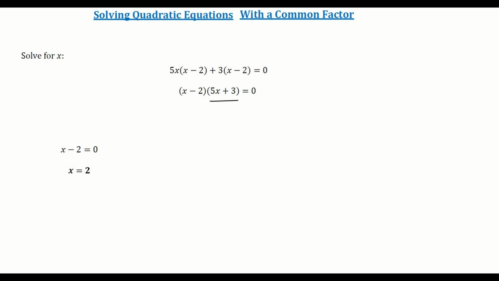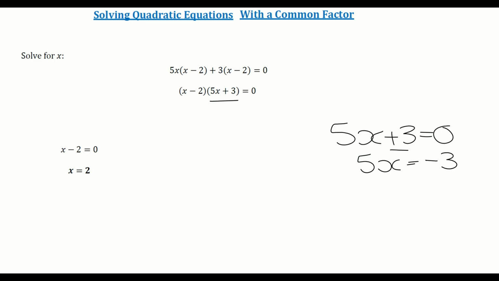Now, if 5x plus 3 is equal to 0, what is the value of x? Let's leave 5x where it is and move our positive 3 to the right-hand side by making it negative. Let's divide both sides by 5. On the left-hand side, the 5's cancel, and we're left with x. And on the right-hand side, we have negative 3 over 5.